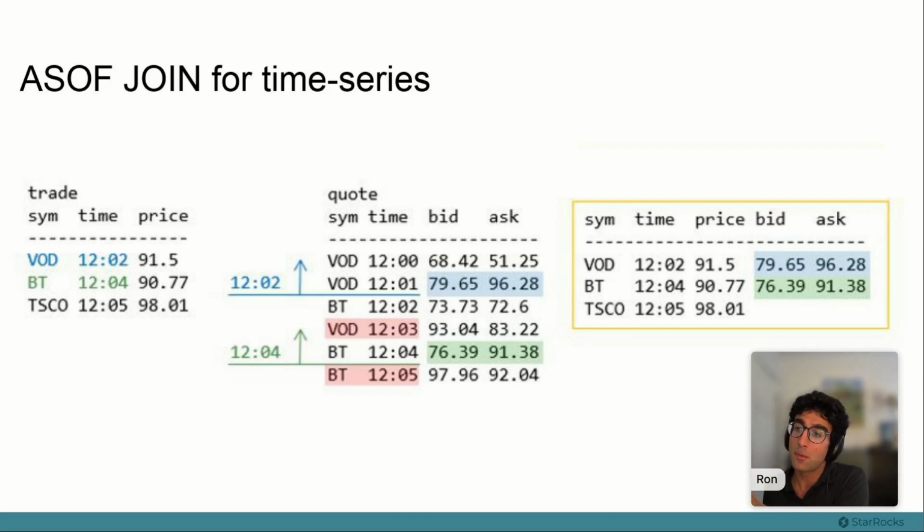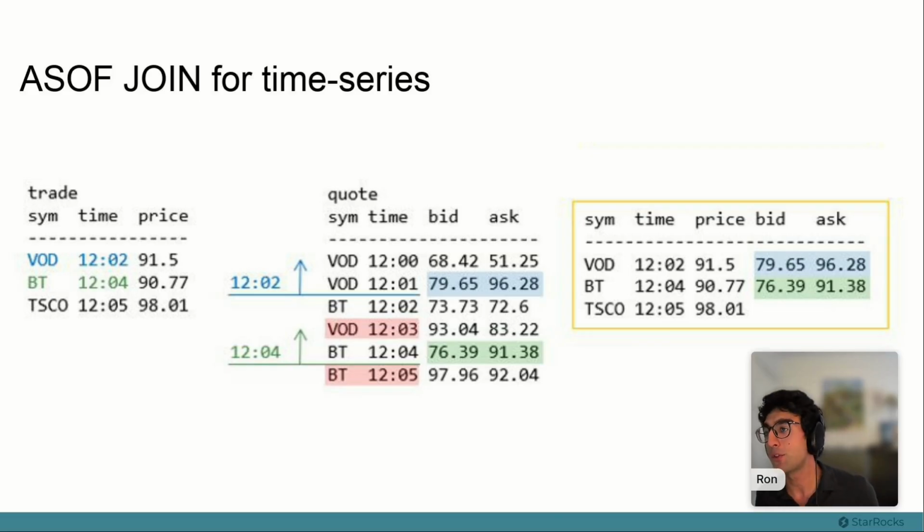So in the case of VOD, we can see that the last quote was actually 12:02, and we kind of sliced that little bid and ask out, 79.65 and 96.28 respectively, but we ignored the quote from 12:03 because that wasn't relevant to us. So it allows you to get the nearest timestamp relative to another timestamp very, very accurately. Same goes for the BT example at 12:04.